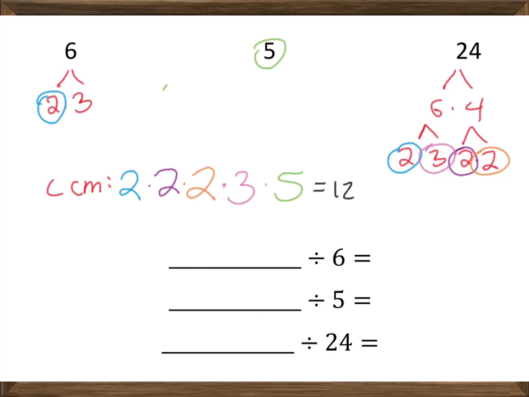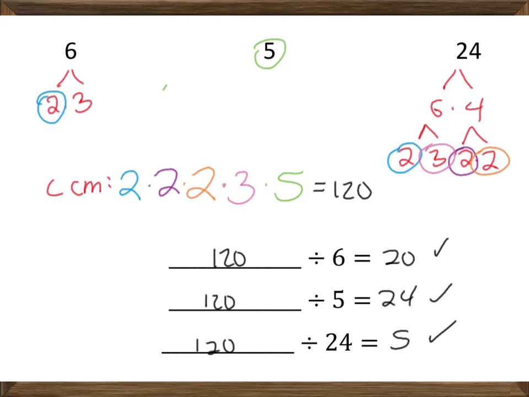You can type that in your calculator if you want. You get 120. So if I have 120 divided by 6, what does that give me? Well, it gives me 20. 120 divided by 5 is 24, and 120 divided by 24 is 5. Okay, so this works. It checks out.